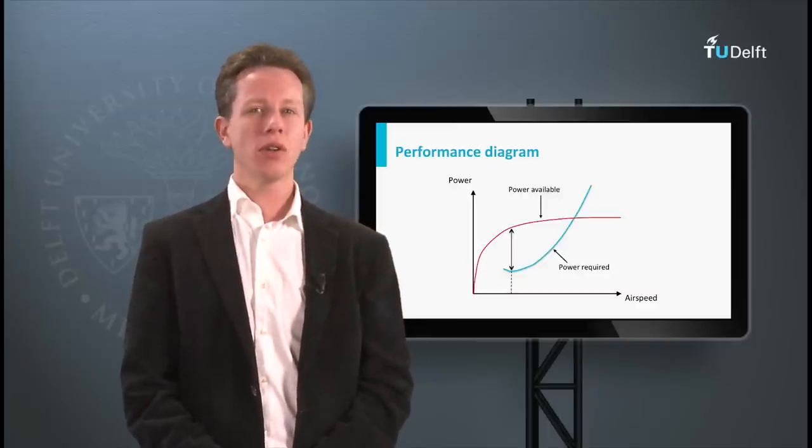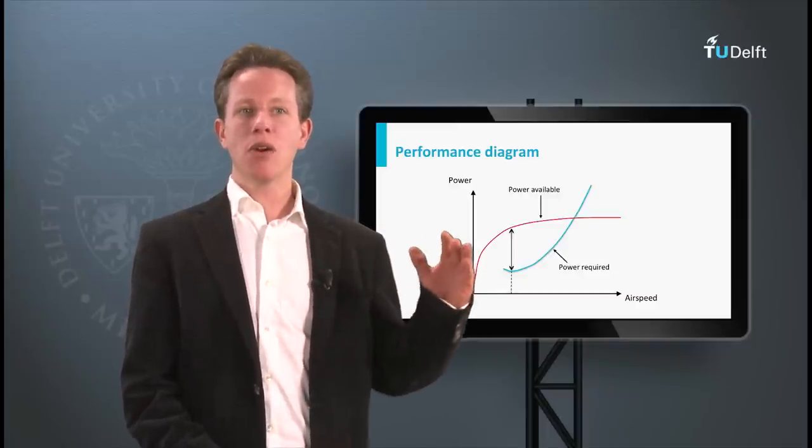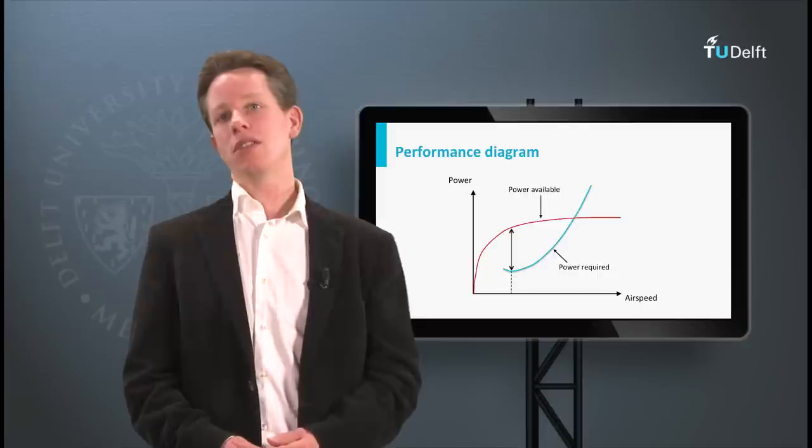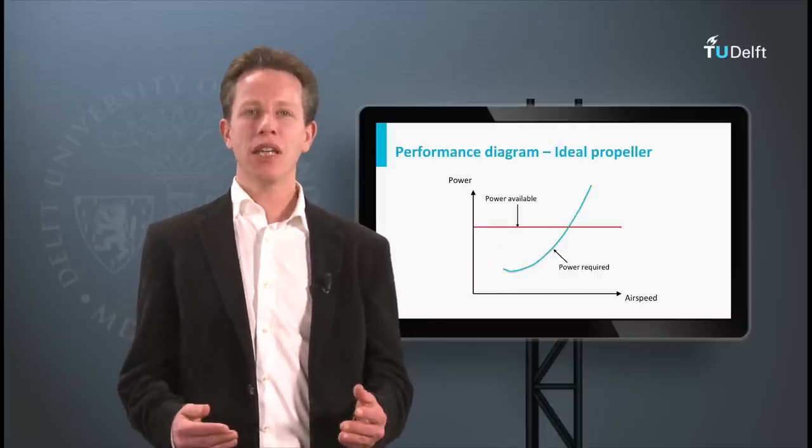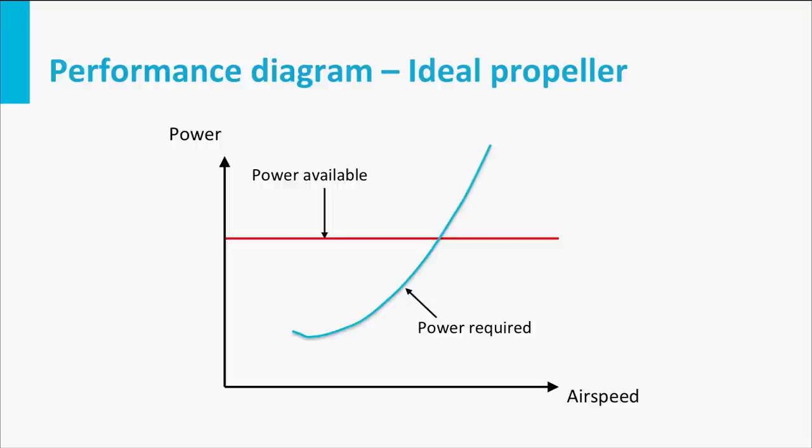Now this scenario occurs when maximum power available is independent of airspeed. This is a simplification we often make for propeller aircraft. So what would in this case be the maximum rate of climb condition? Now that is quite easy. It occurs at the airspeed where the two curves are furthest apart. And that is the condition for minimum power required.